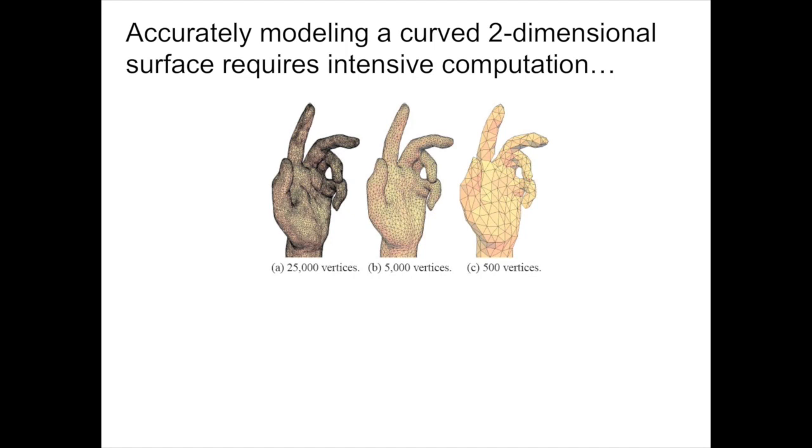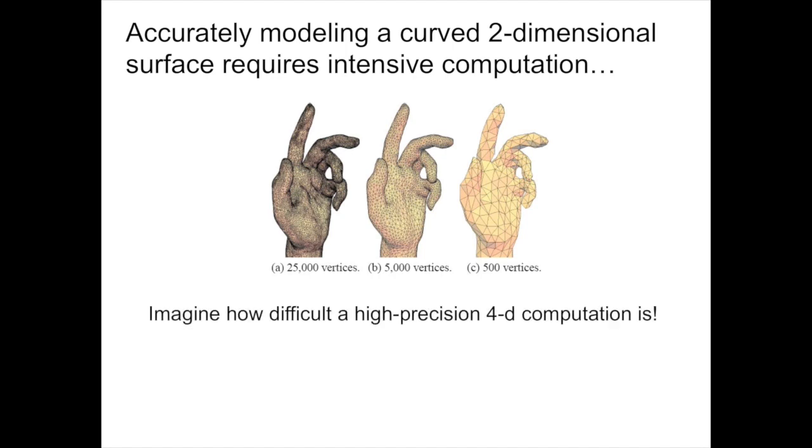You can get an idea of how much computation is involved by the number of vertices. Increasing the number gives you a smoother representation of the surface, but even there, the level of detail is eventually sacrificed by having to make a choice of the number of vertices. How good is good enough sets the limitation on what kind of simulation you can compute. And this is only in 2 dimensions. We're trying to render the picture of a human hand onto a flat screen. Now imagine what it would be like trying to do a high-precision 4-dimensional computation. It remains one of the most difficult computational problems in all of physics.